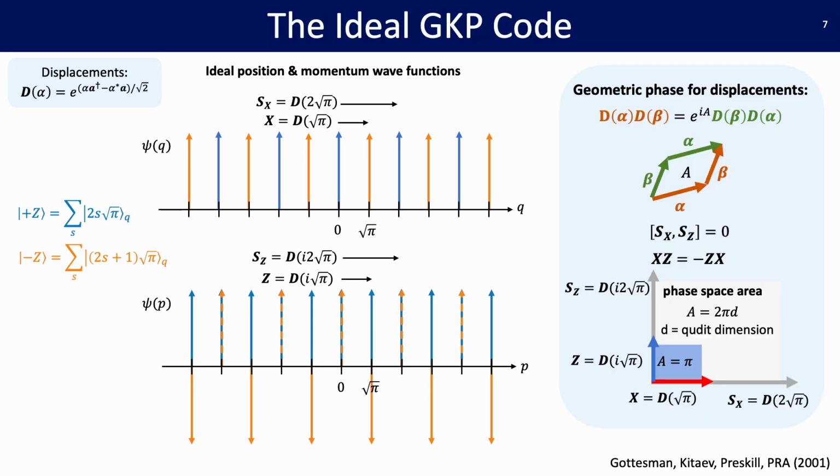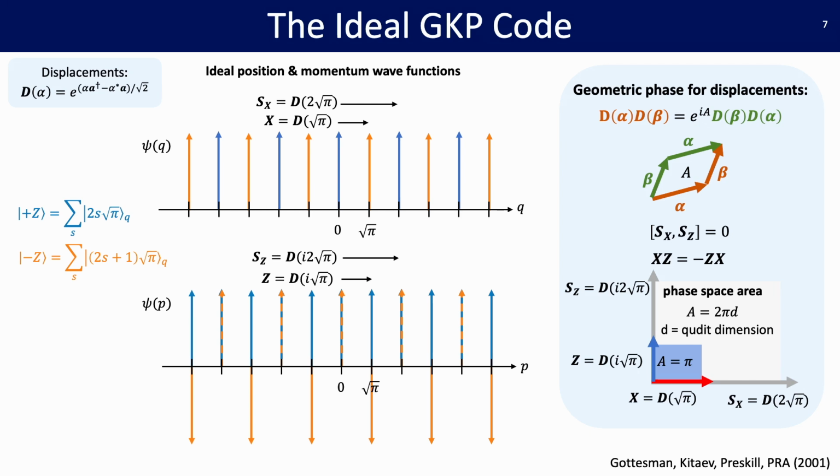The structure of this code really comes from the geometric phase associated with displacements in phase space. That is, 2 displacements commute up to a phase given by the area they enclose. So in particular, in order for these two stabilizers to commute and have a common eigenspace, the code space, they have to enclose an area that's an integer multiple of 2 pi, and it turns out that this integer multiple sets the dimension of the code space. In addition, these Pauli operators have to anti-commute, and that requires them to enclose an area of pi in phase space.